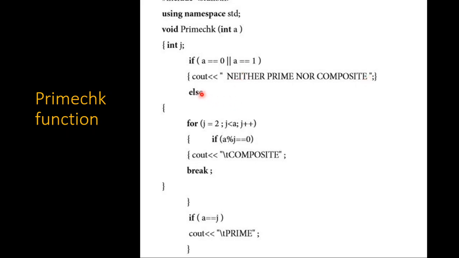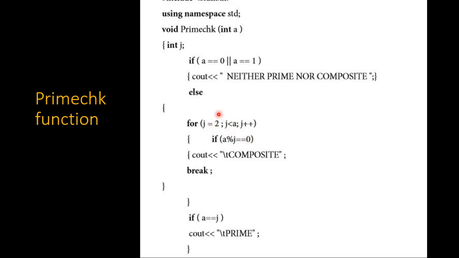Else means it is other than 0 and 1, which means it starts from 2. It starts from 2 and keeps on incrementing: 2, 3, 4, etc. So we keep on creating the numbers and then we check whether the number is composite or not. If it is composite, the remainder will be equal to 0, that means it is divisible by some number.